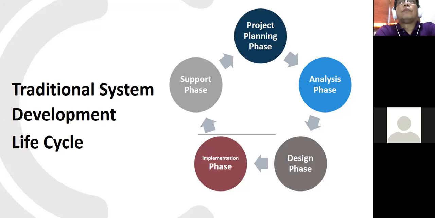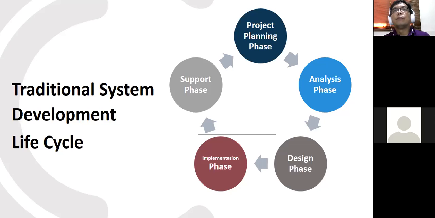First is the project planning phase. Here in this phase, the team initiates, they also ensure the feasibility, they plan the schedule, and they also obtain the approval for the project. Now, if the project has been approved, then they move on to the second phase, which is the analysis phase. In the analysis phase, the team understands the business needs and the processing requirements. So this is where they prepare all the things that they need for the project.